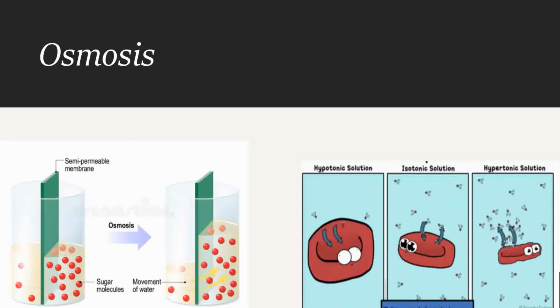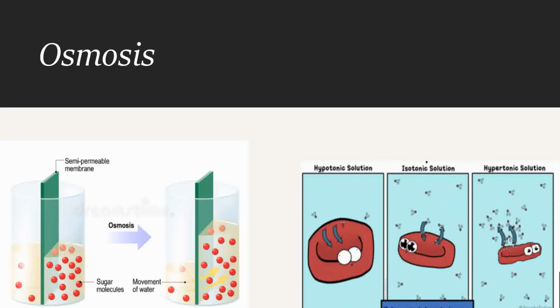Osmosis. The movement of water molecules through a selectively permeable membrane is called osmosis, being that if the water concentration is higher outside the cell and it's lower inside the cell, then the water from the outside will go inside the cell.